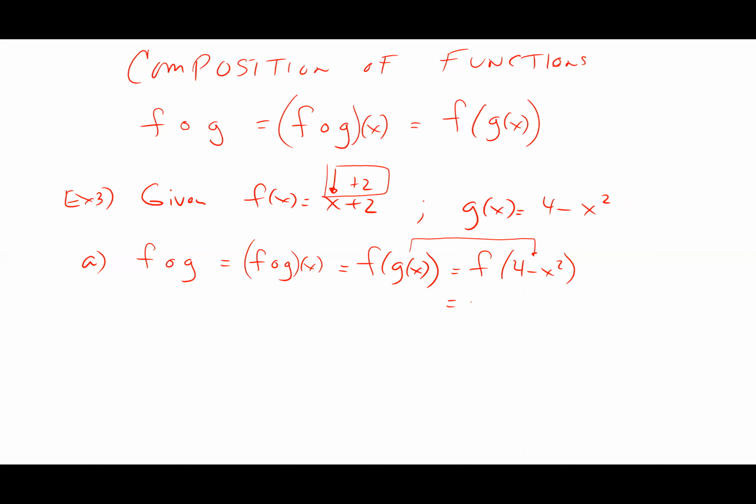So let's do this here. Any x now changes into what you had for g, so what we had for g plus 2. And of course we simplify. Let's get rid of all the parentheses and simplify that to negative x squared plus 6.